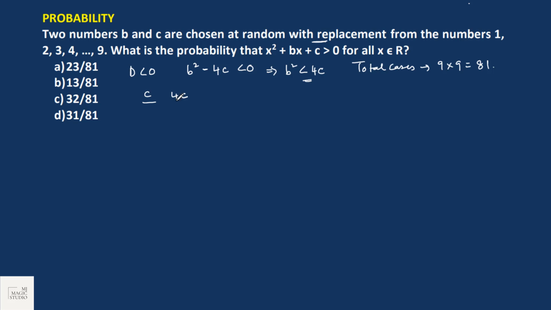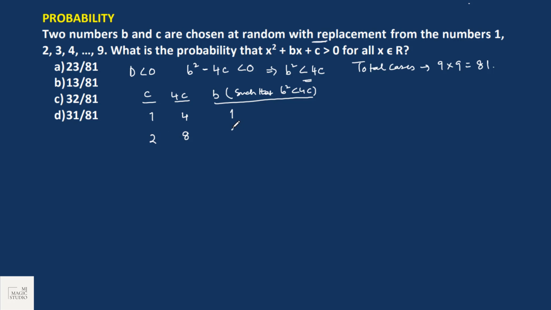Let's start with c. Then we have 4c. Then we can identify what can be the values of b such that b square is less than 4c. Value of c can be 1, then 4c is 4. What can be the value of b in our case? b can take the value 1, 1 is less than 4. If we take b equals to 2, then 2 square, that is 4. 4 is not less than 4.